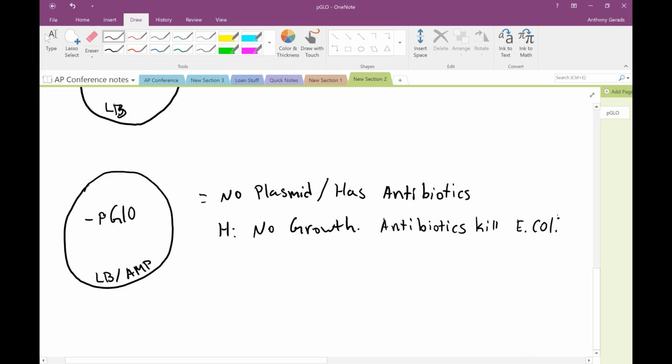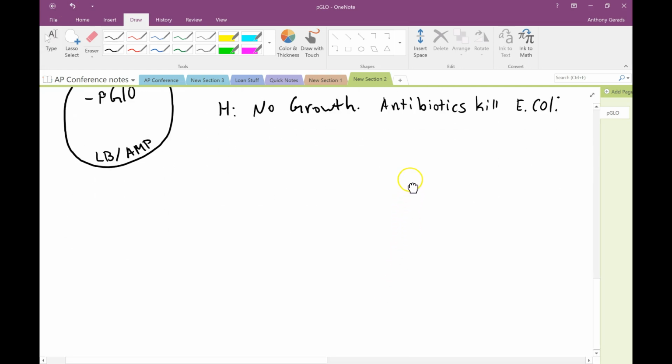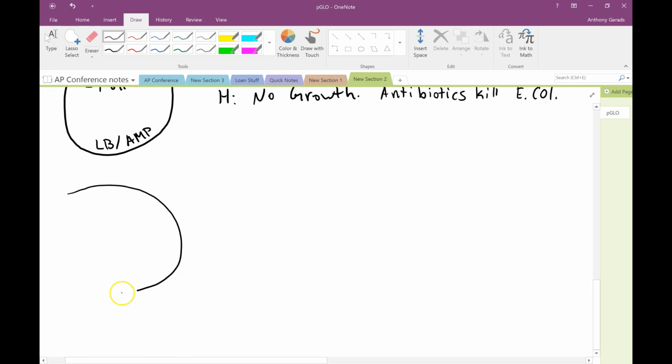Antibiotics kill the E. coli. But how come the gene doesn't save it? How come it's not antibiotic resistant? We didn't give it the pGlo plasmid. This one never even got it, so it can't be antibiotic resistant. That's why that minus pGlo is very significant. Because right here, if I go to this plate, LB amp, this one is plus pGlo.